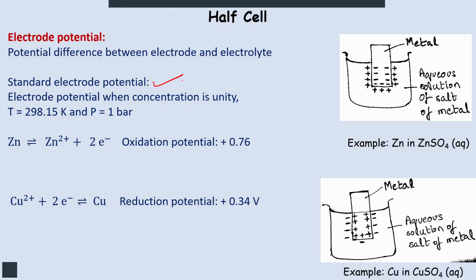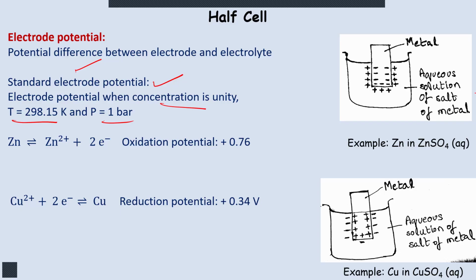So what are the standard conditions? The concentration of the electrolyte must be unity, 1 molar with respect to each participating species. Temperature must be 298 Kelvin and pressure must be 1 bar. So then the half cell is said to be under standard conditions, and in such a case, the electrode potential will be standard electrode potential.